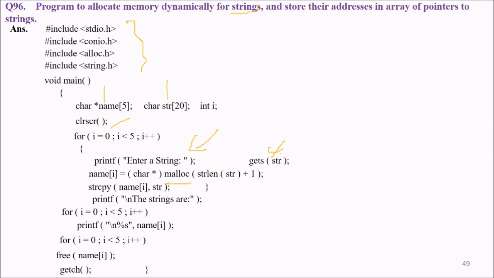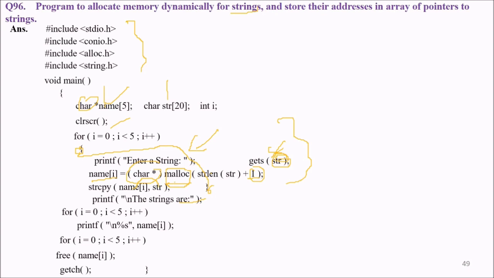And now we are allocating it. Malloc of the string length, because the string is str, so strlen of str plus 1. We have to take the string length of the string so that we know what the length of the string is, and then we add 1. And then we do malloc. We know that malloc returns void star, so we have to cast it to char star, and we assign it to name i, which we have given here. Okay. Then we string copy this str to name i. Then we print the strings are. And how are we going to print? This is done 5 times. See, this loop goes for 5 times.